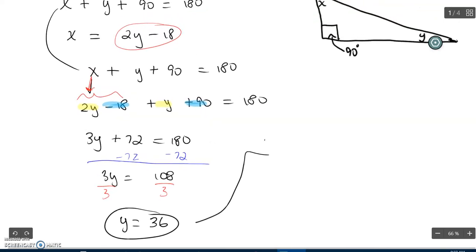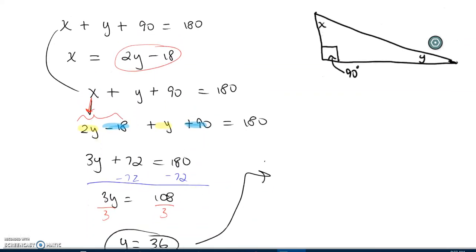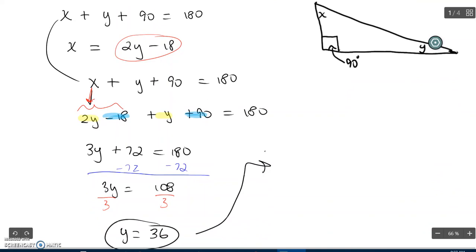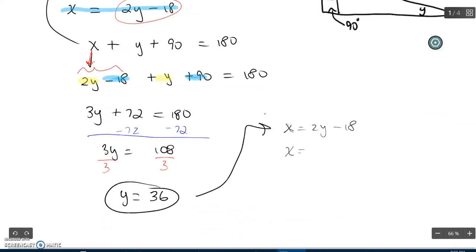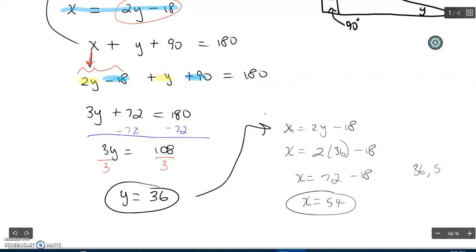Now, we've got to get the second angle. But remember, we said from right up here that x is equal to 2y minus 18. Well, now that we know what y is, we just plug that in. x is equal to 2 times 36 minus 18. So x is equal to 72 minus 18. So that means x is equal to 54. So the two angles are 36 and 54.